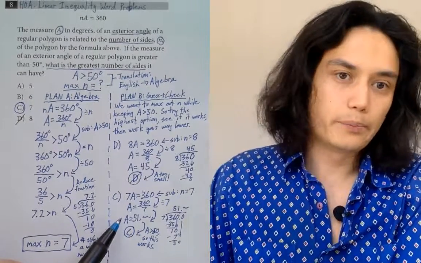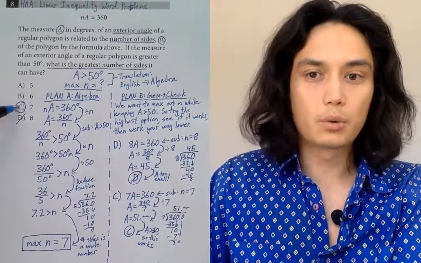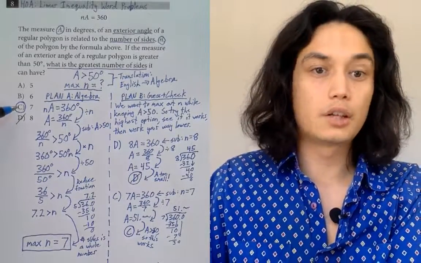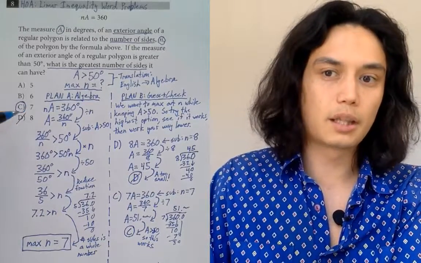So at this point, you know that answer choice C works. You also know that it's the highest one that works because this one didn't work and this one does work. And these two, even if they do work, they're lower than this one. So this is going to be the highest one that works.